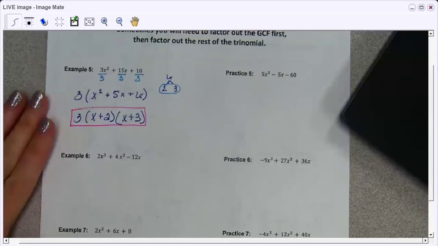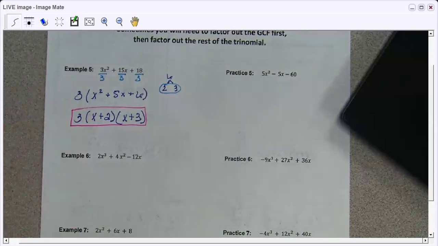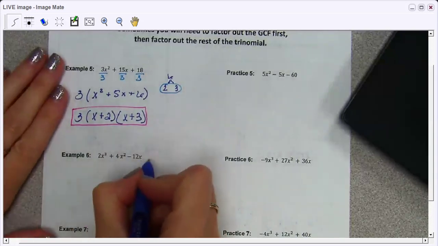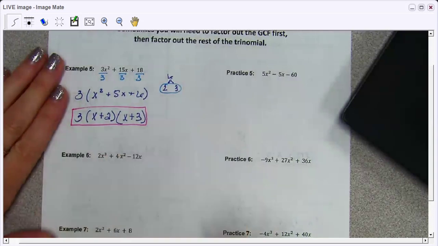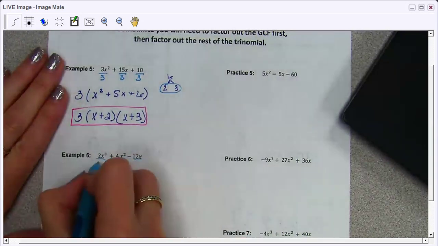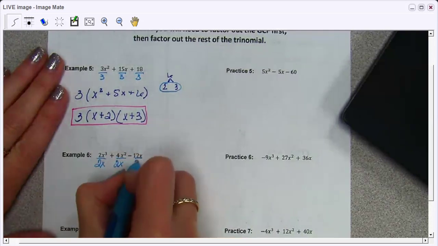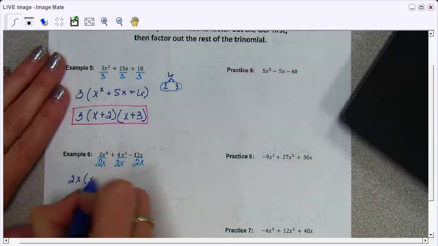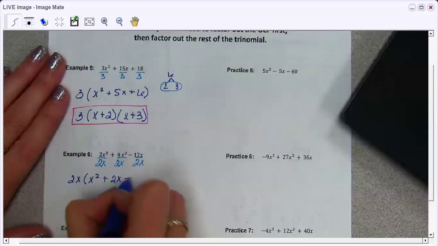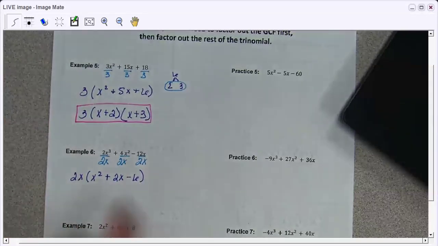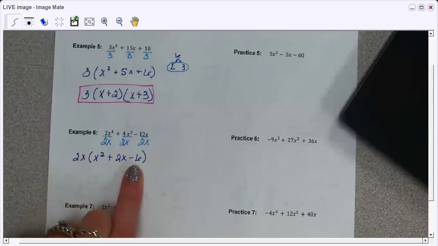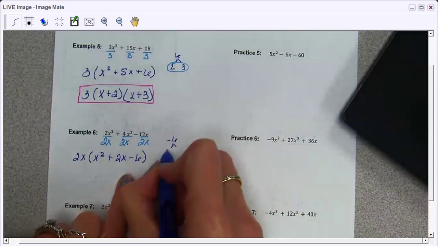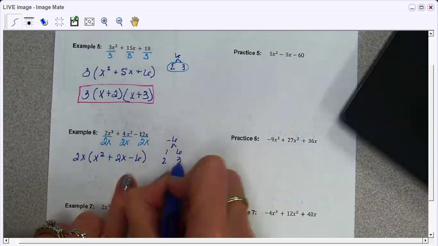Okay, so I'm going to do example 6. And our GCF is 2x this time. So we have to factor out a variable. So when we do that, we get x squared plus 2x minus 6. Now notice that our 6 is negative. That means that our factors have to be one positive, one negative. So we have -6, and we have 1 and 6, 2 and 3.